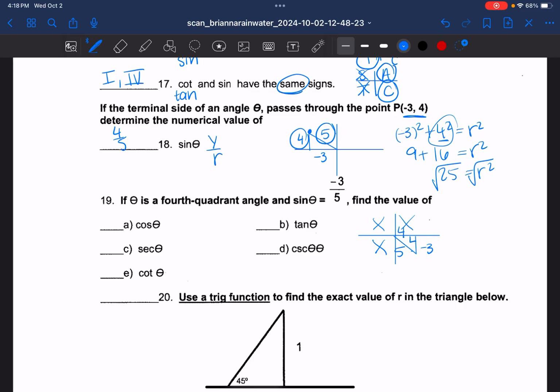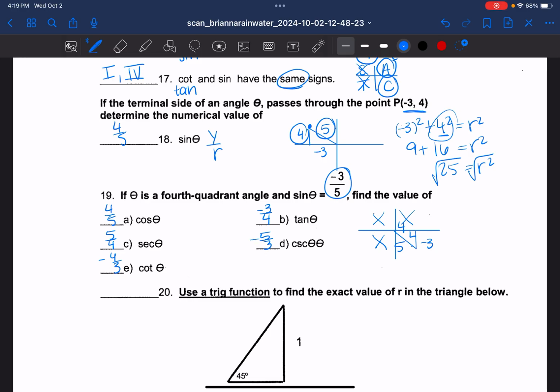And now I'm just going to provide all the ratios. So cosine would be x over r, and its reciprocal would be r over x. Tangent would be y over x, which would be -3 over 4, and cotangent would be its reciprocal. And then cosecant would be the opposite, or the reciprocal of sine. So this would be 5 over 3, and it's negative.